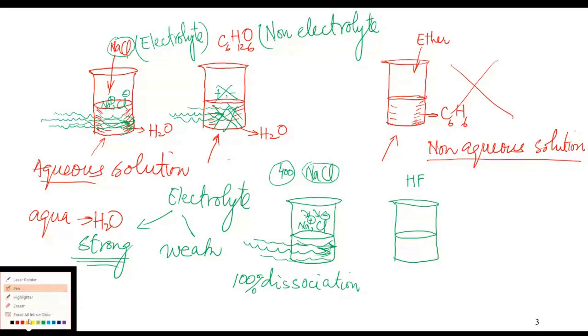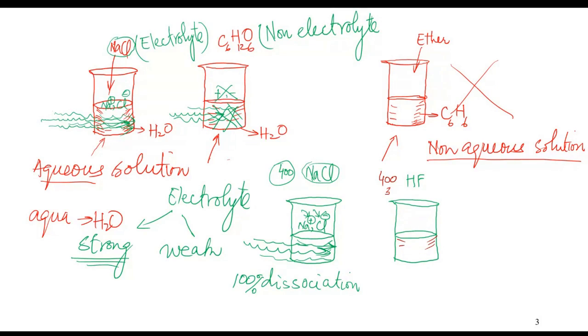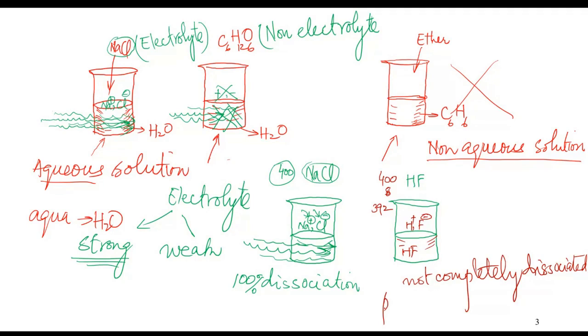But in the other case, when we see this HF, suppose we dissolve 400 molecules of HF in water. Only 8 molecules of HF change to positive ion H and negative ion F. And all the other 392 molecules will not change into ions. So this is not 100% dissociation. We say it is not completely dissociated, or in another word, partially dissociated.